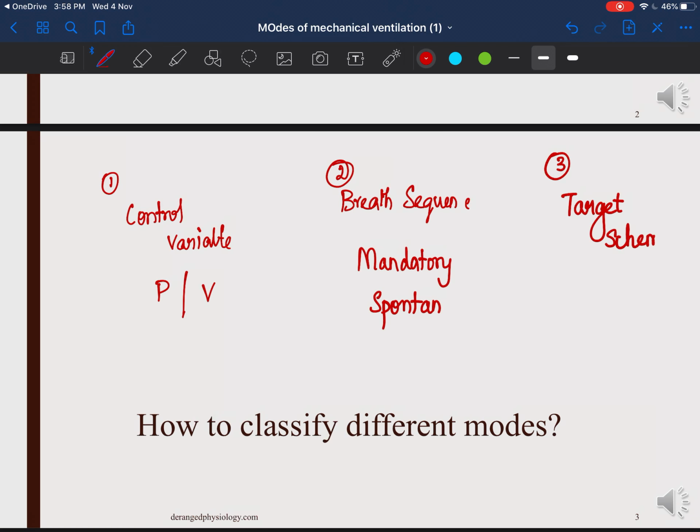So how is the method of breath delivered? How is the flow delivered to the patient to achieve your set control variables or your set targets? So there are set point, dual control, servo control, adaptive, etc. I will be discussing that at the end of the presentation.